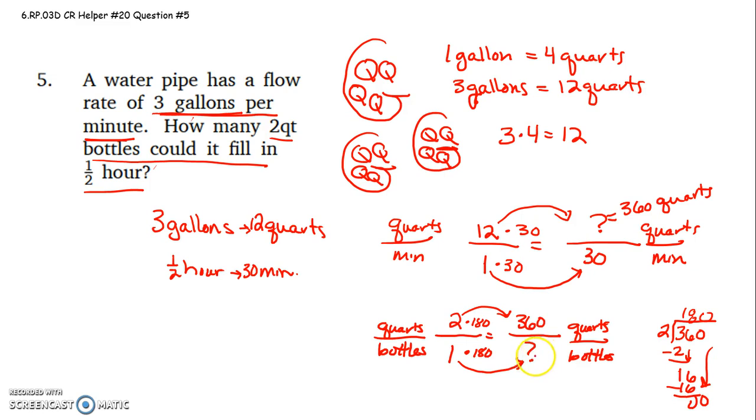1 times 180 is 180. So 180 bottles. 180 2-quart bottles can be filled in 30 minutes. I hope that helps.